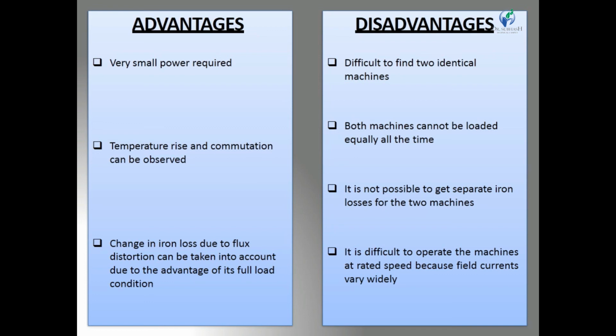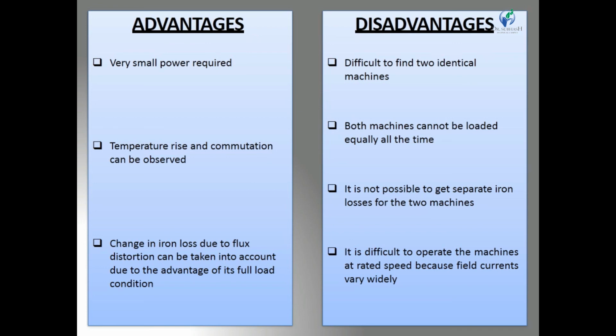Here are some advantages and disadvantages of the Hopkinson test. In the advantages, very little power is required. Next, temperature rise and commutation can be observed. The last one is that changes in iron losses due to flux distortion can be taken into account, due to the full load condition.